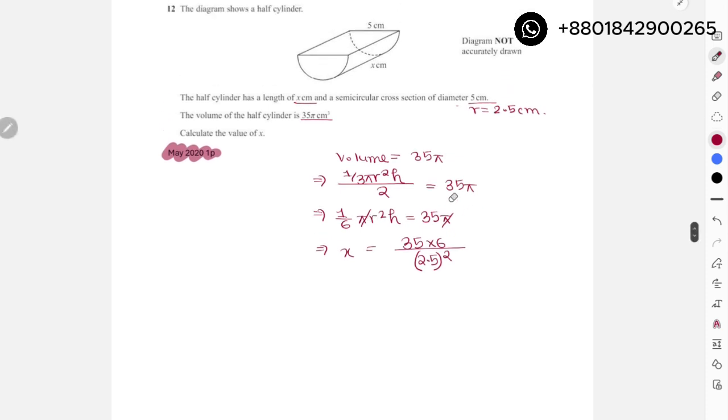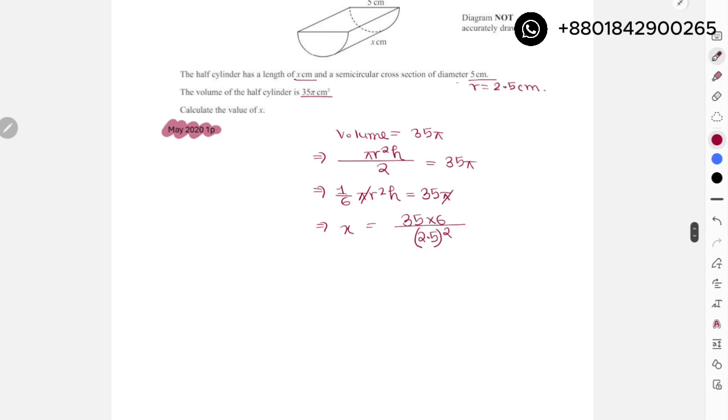Wait, one minute. The volume of the half cylinder is given, diameter and x, 1 by 3 pi r square h. Oh wait, sorry, again I made a mistake. This is the formula for a cone. For the cylinder, it is just pi r square h. So it will be just half here, so we just have 2 in this situation. So 35 times 2 divided by 2.5 square, right, that leaves you with 11.2 centimeters. So the value for x is 11.2 centimeters.